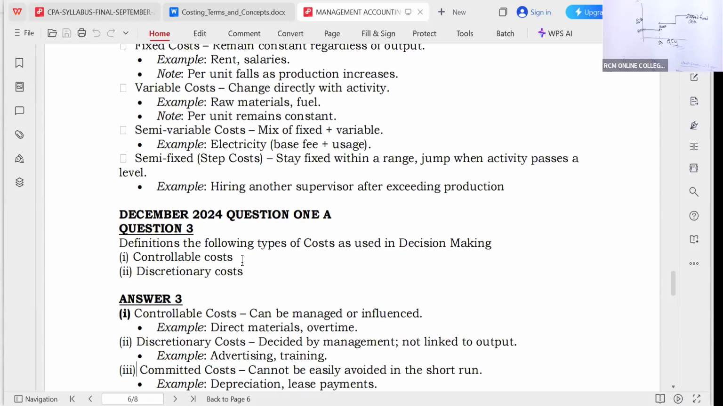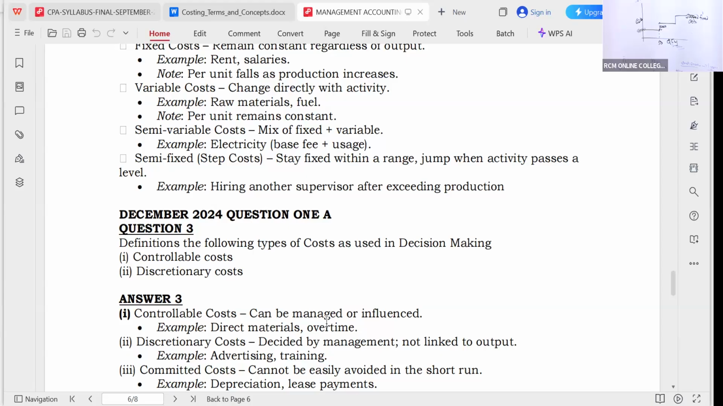So I told you, ladies and gentlemen, that controllable costs are those costs that can be influenced by management, like overtime. Even direct materials, because they are directly related to what I produce. I can say I'm not going to produce so many things. So controllable costs can be managed or influenced.